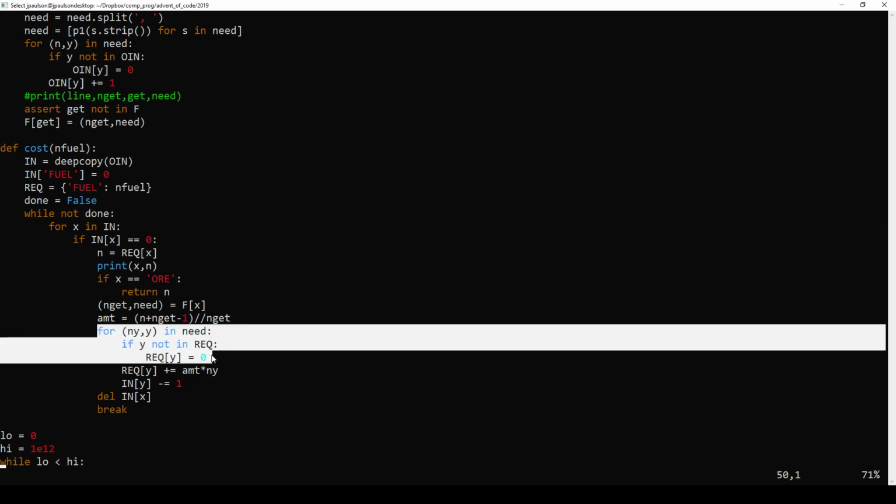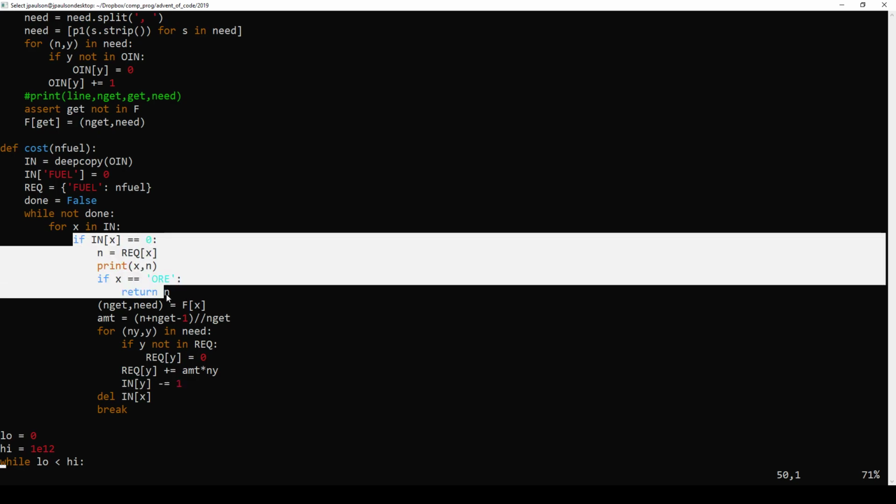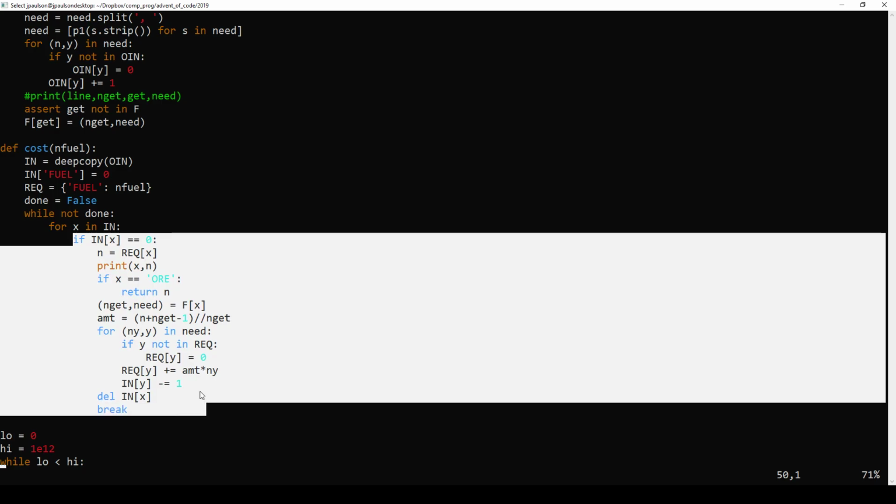And then for each of the ingredients in that formula, I'm going to write down that I need so much of that ingredient: the number of times I'm going to run the formula times the number of that ingredient required in the formula. And I'm also going to mark off that I've accounted for my need for y in this formula. And once I've marked off all the times that I'm going to need an ingredient, then I can process it through this loop and actually make it.